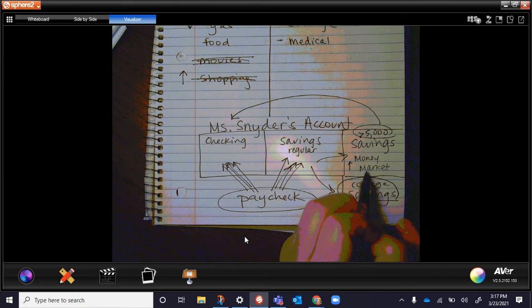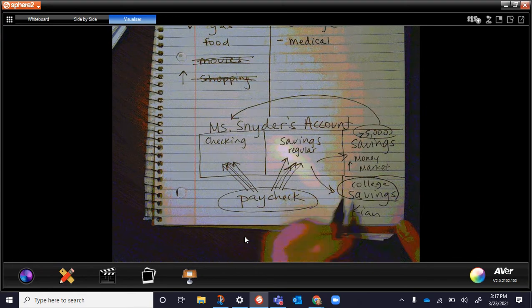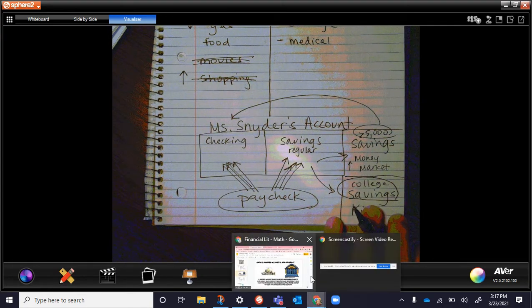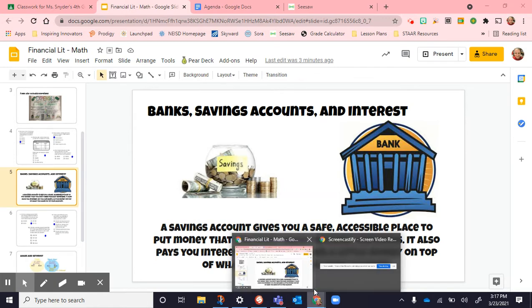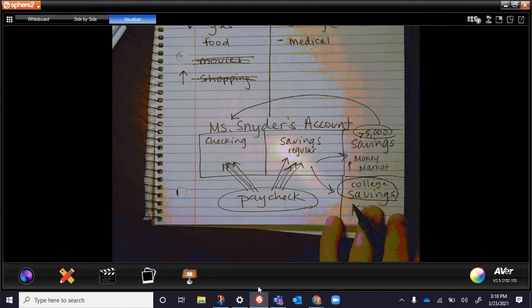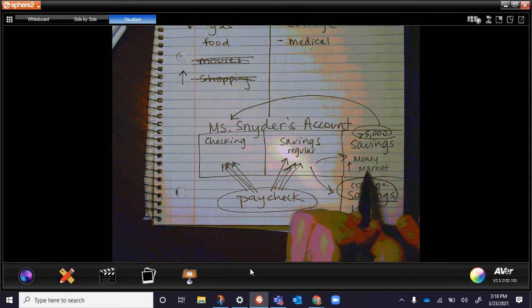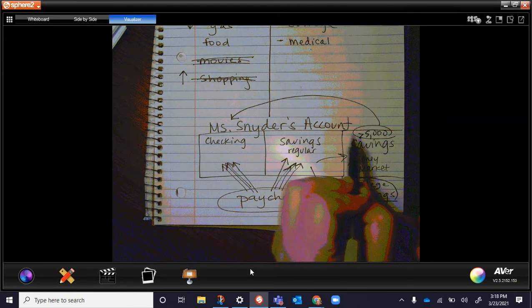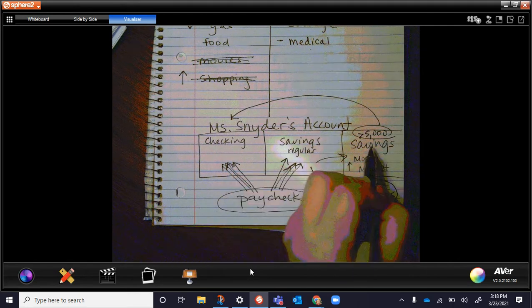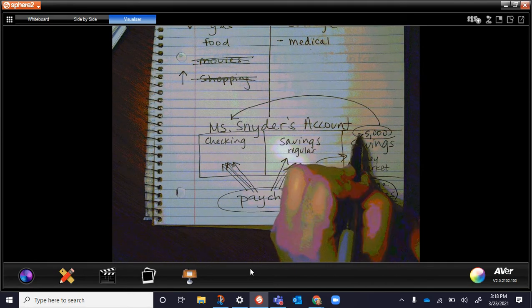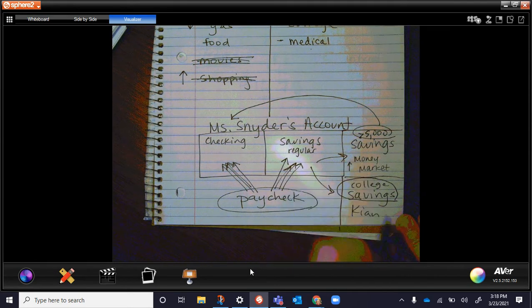We have a money market account, and this is nice because of the part we said on this page about how you can earn a little bit of extra money on top of what you already have in your account. So that's what interest is. The bank is going to give you money for banking with them, and with some accounts, if you put more money in, like this one, you have to have at least $5,000 or more. Because you have to have a larger amount, they give you more interest.